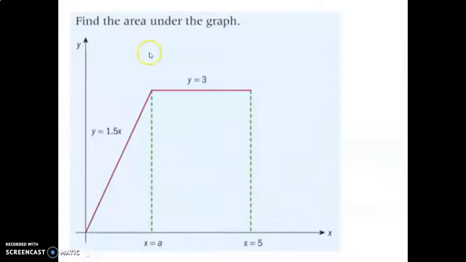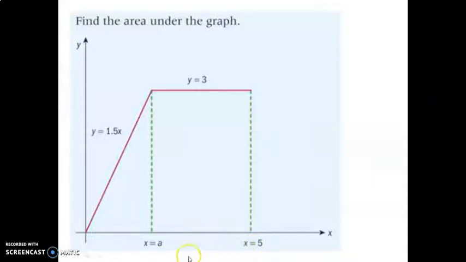Here's another one. Find the area under this graph. Now it just gives you a linear equation for this portion and another linear equation, a horizontal line, y equals 3 for this portion. This is not a velocity time graph necessarily, but we are trying to find the area under the graph, just like we've been doing. So to find the area, we're just going to find the area of this triangle and the area of this rectangle. But again, we need to know what these two locations are.